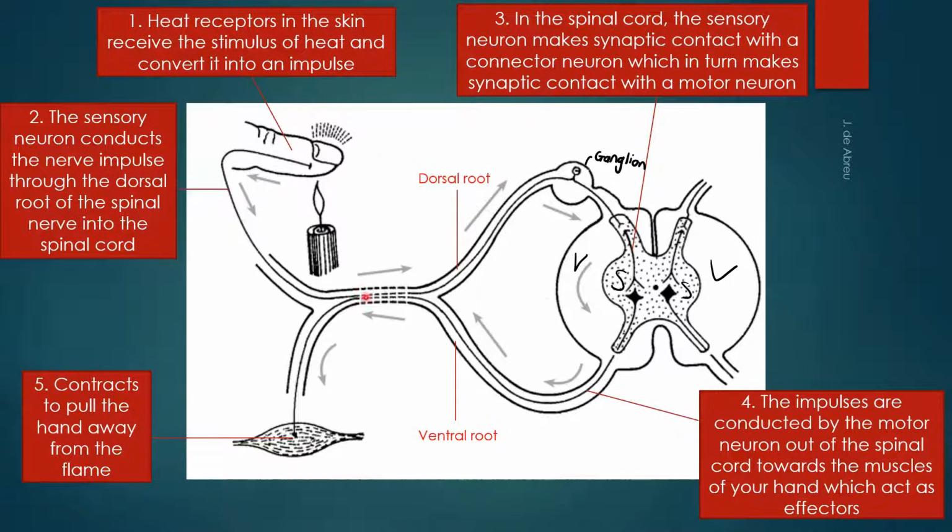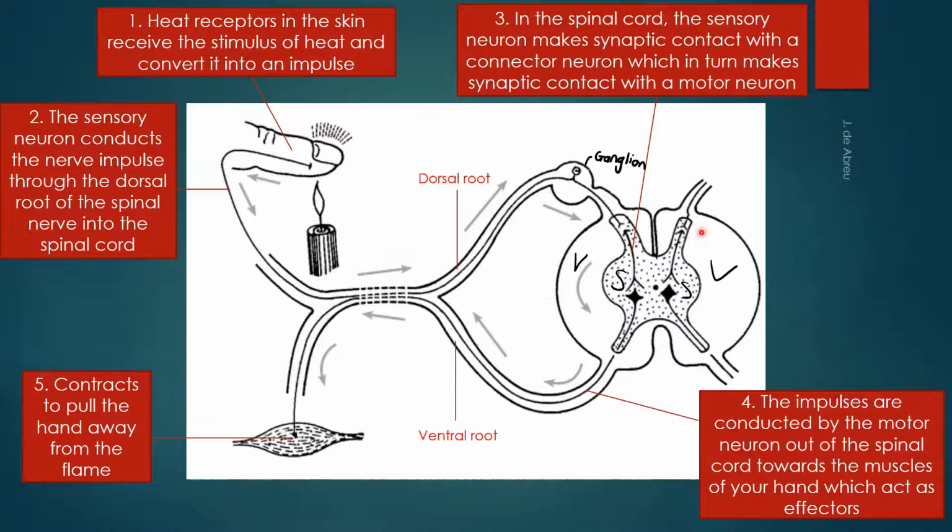So the sensory neuron comes in through the dorsal root, and then it comes across, it makes synaptic contact with the connector neuron, which makes synaptic contact with the motor neuron. So here's your connector neuron. And then here it makes synaptic contact with the motor neuron. And it goes all the way down. The impulses are conducted by the motor neuron out of the spinal cord towards the muscles of your hand, which act as effectors. And then the effector contracts to pull the hand away from the flame.